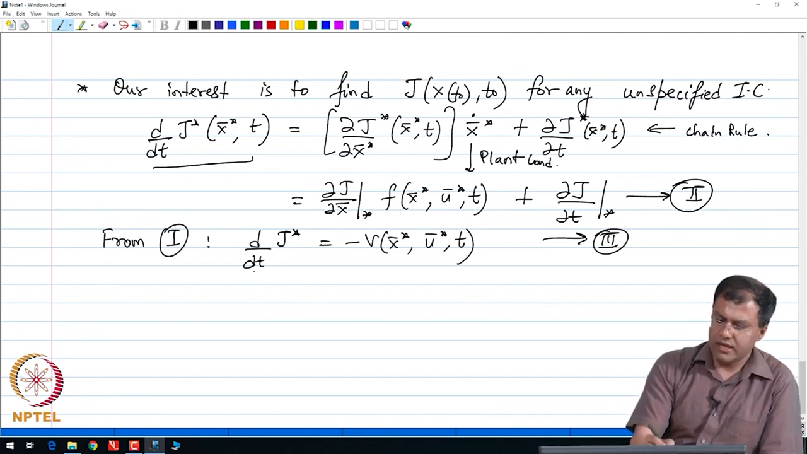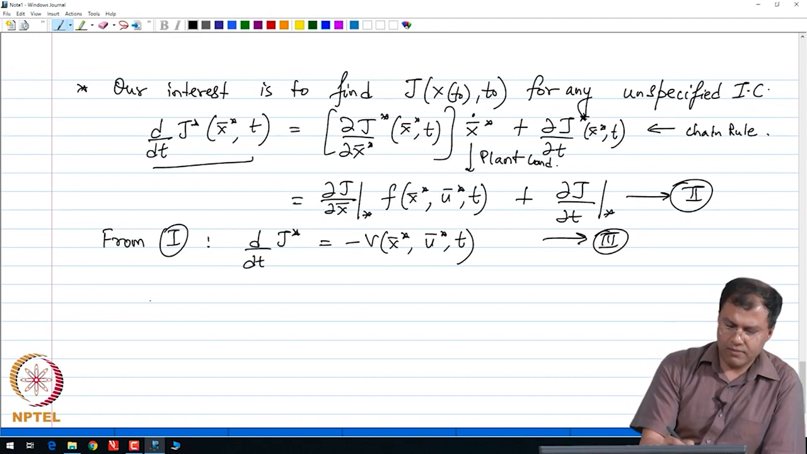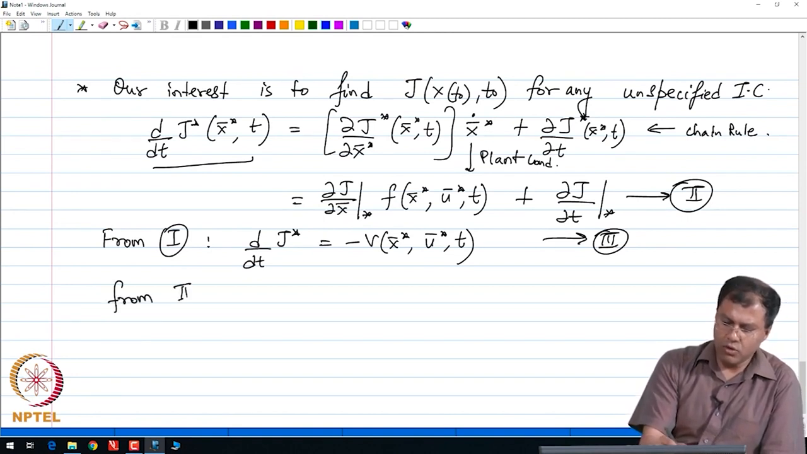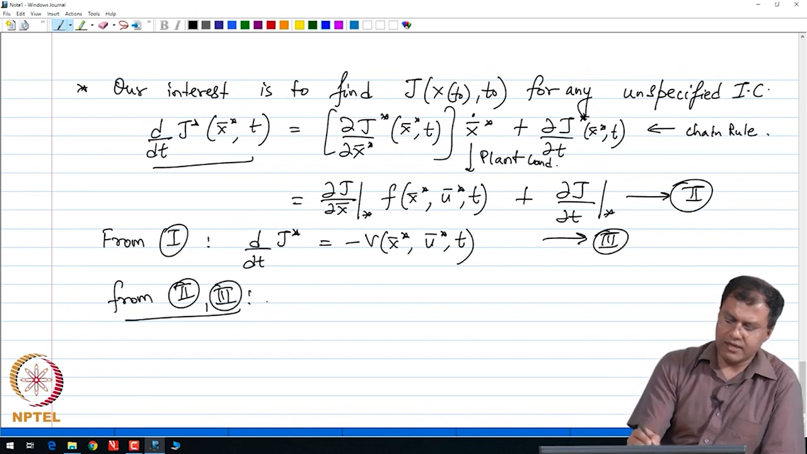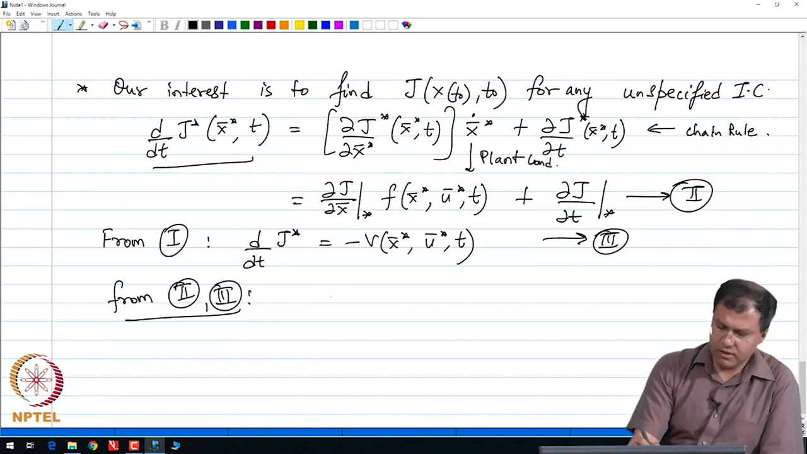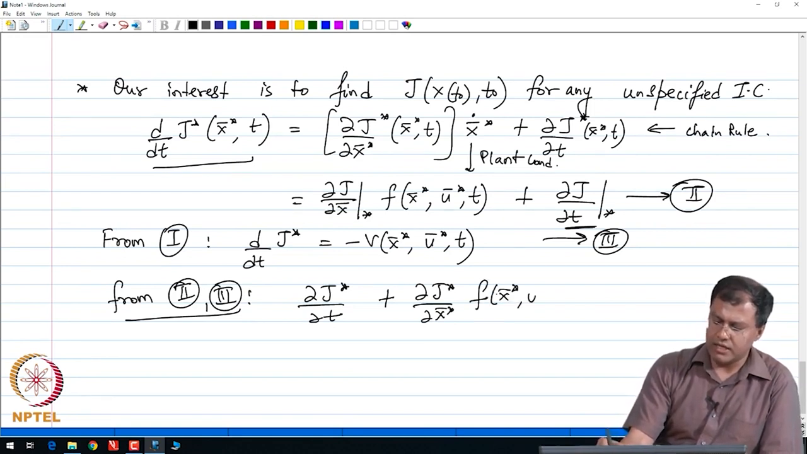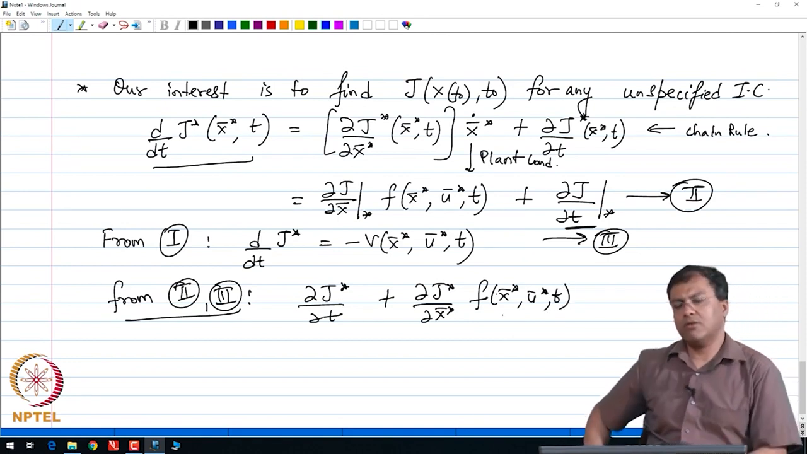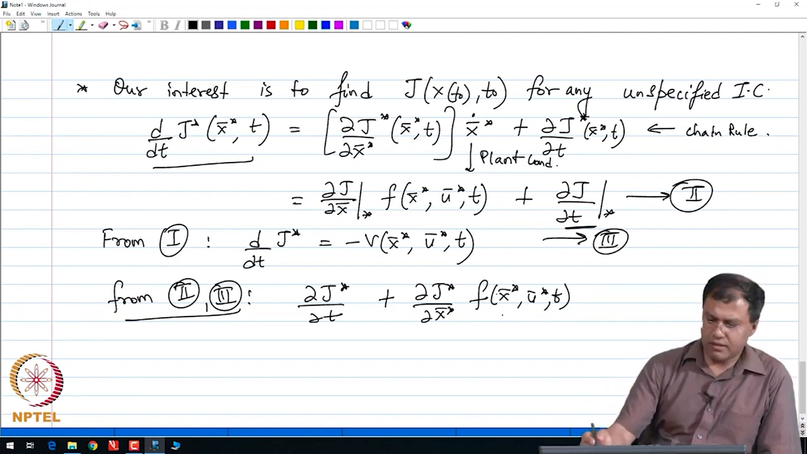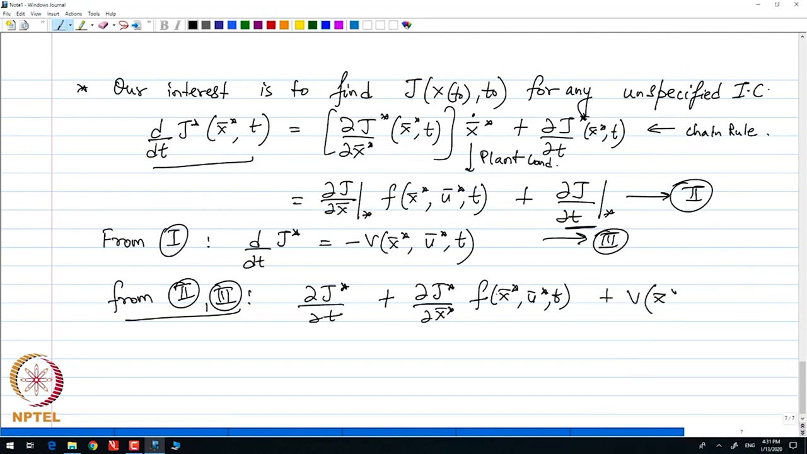So I can use 2 and 3 to arrive at an equation. From 2 and from 3 I see the following equation: partial J star partial t, all evaluated at the start condition, plus partial J star partial x star times f evaluated at the start condition. This is an equation being solved at the optimal value, plus v of x star comma u star comma t is equal to 0.